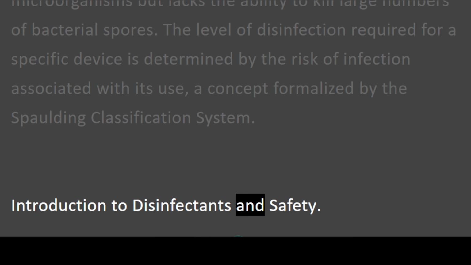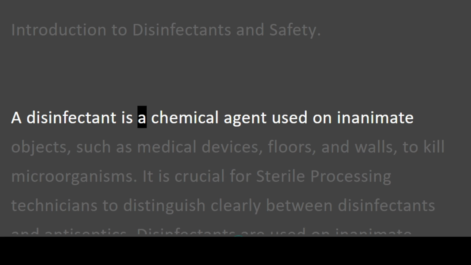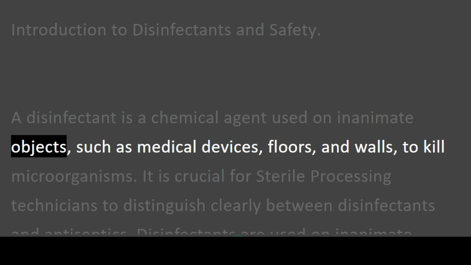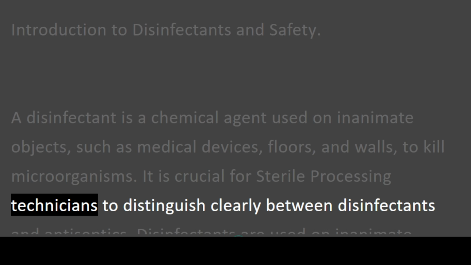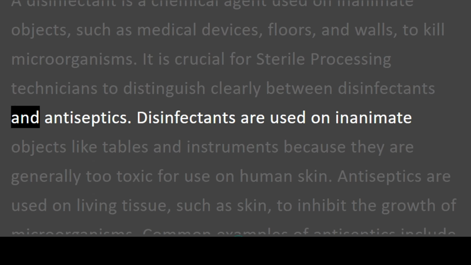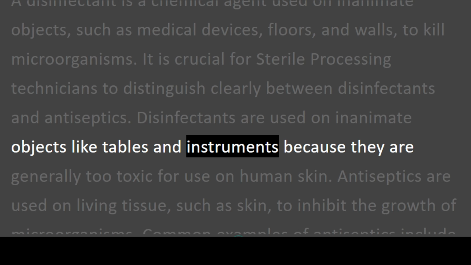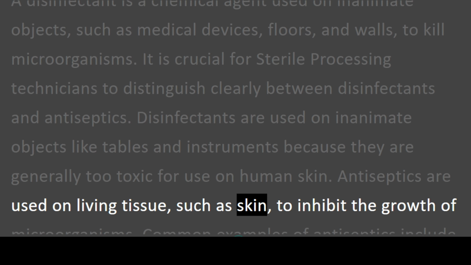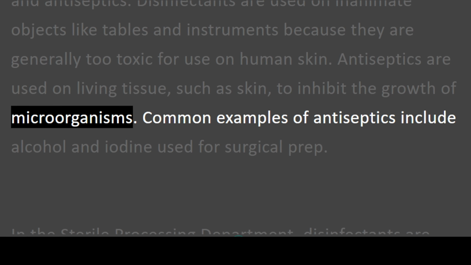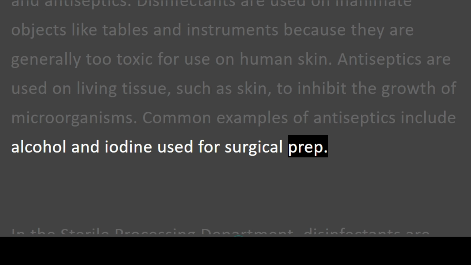Introduction to disinfectants and safety. A disinfectant is a chemical agent used on inanimate objects, such as medical devices, floors, and walls, to kill microorganisms. It is crucial for sterile processing technicians to distinguish clearly between disinfectants and antiseptics. Disinfectants are used on inanimate objects like tables and instruments because they are generally too toxic for use on human skin. Antiseptics are used on living tissue, such as skin, to inhibit the growth of microorganisms. Common examples of antiseptics include alcohol and iodine used for surgical prep.